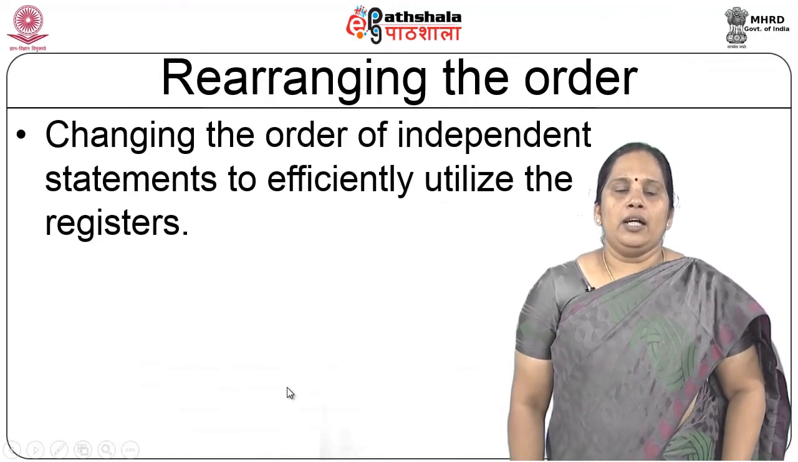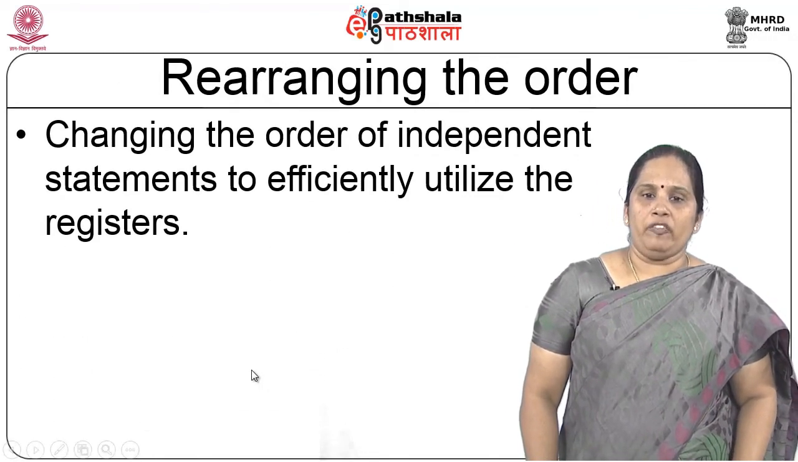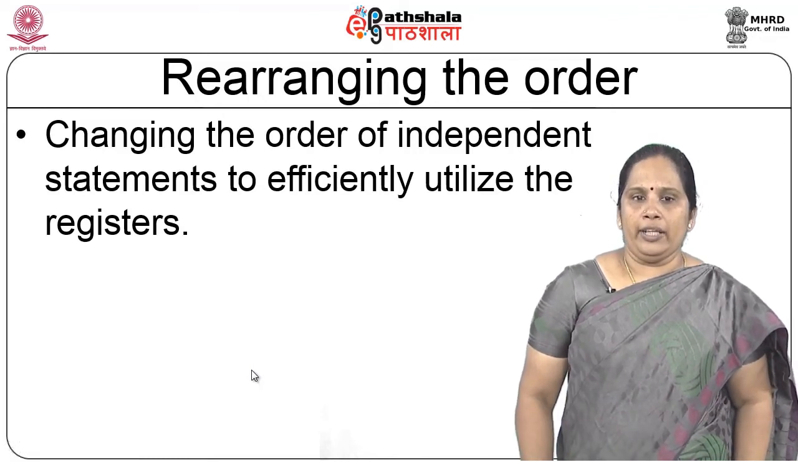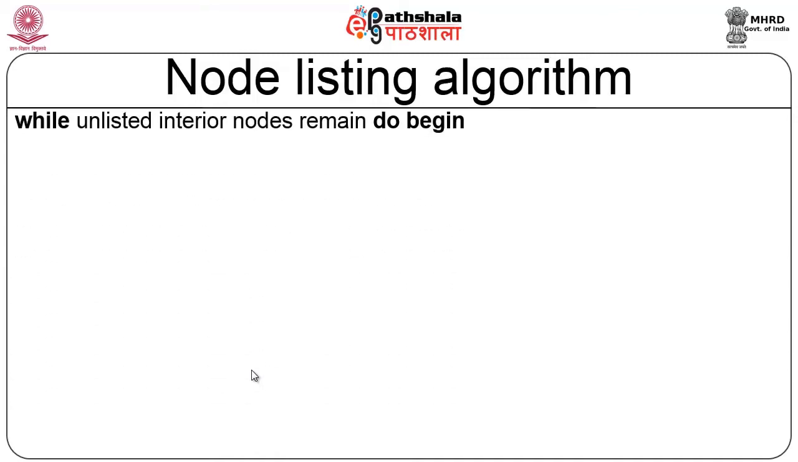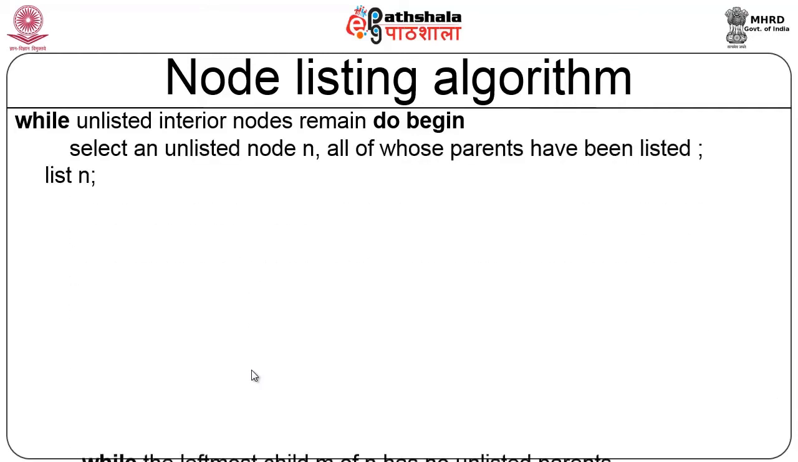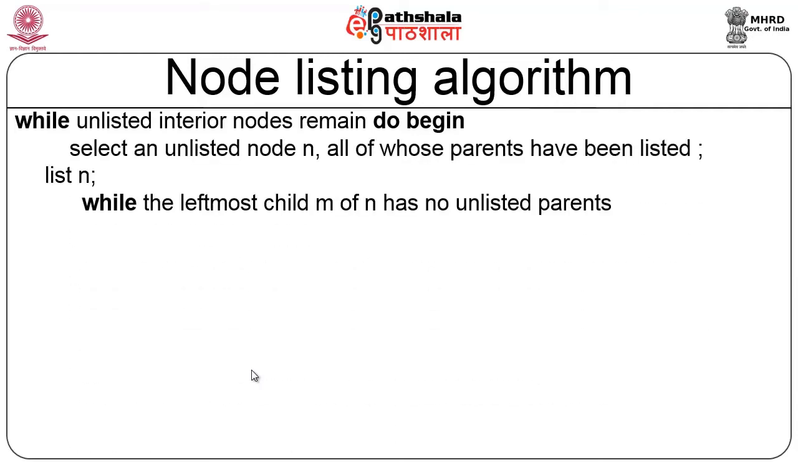Now let us take this. Changing the order of independent statements to efficiently utilize the registers is the primary goal of rearranging. It reduces the final cost of the assembly level code. Ultimately, that is the situation. Now this is an algorithm which is a recursive procedure. What it is trying to do is a bottom up scan and start assigning numbers, and after that it puts them in reverse, because it's a recursive procedure. It puts them in reverse to know exactly how a particular DAG should be evaluated. What is my ordering of evaluating a particular DAG? That is going to be the situation.